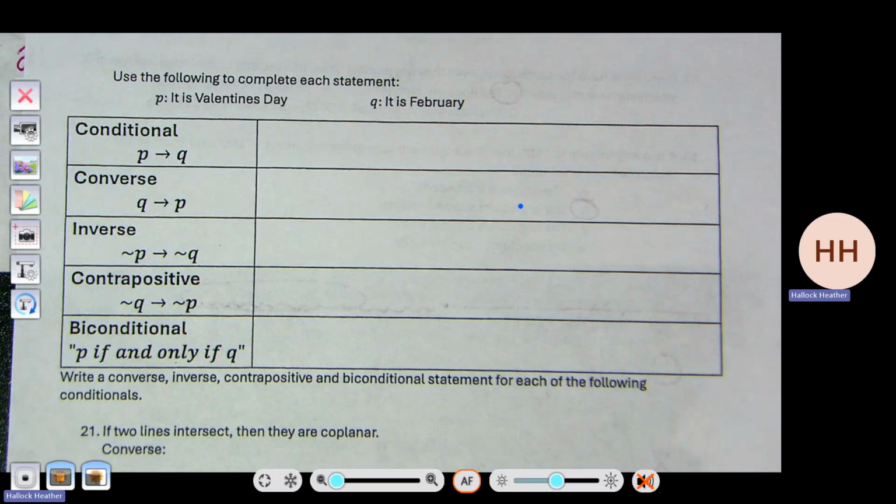So the conditional is always used as P to Q, which is some sentence, and it has to use the words if P, then Q. So for an easy, non-math example to help you understand it, P says it is Valentine's Day. Q says it is February. The conditional statement is always like the original. So if I were going to mesh these together into a sentence using if and then, can anybody tell me the sentence? If it's Valentine's Day, then it's February.